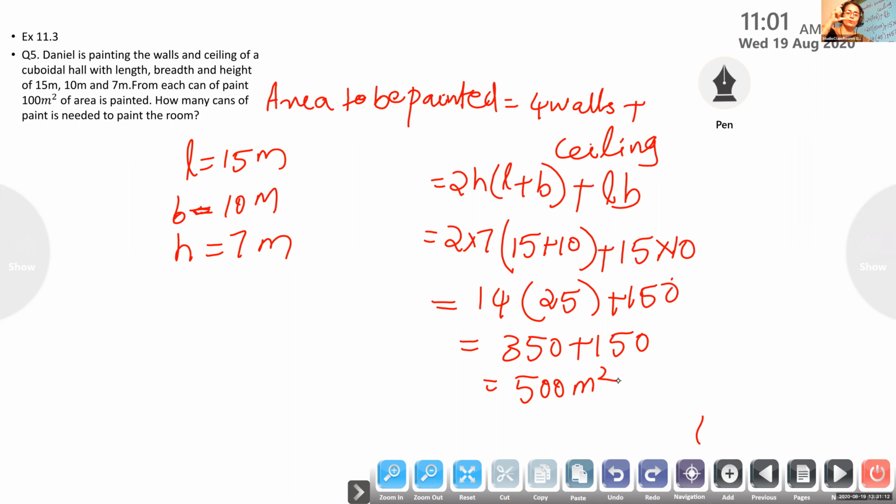Using 1 can of paint, we can cover 100 meter square area. So for painting 500 meter square, how many cans do we need? 500 by 100, so 5. Okay, so write the steps.